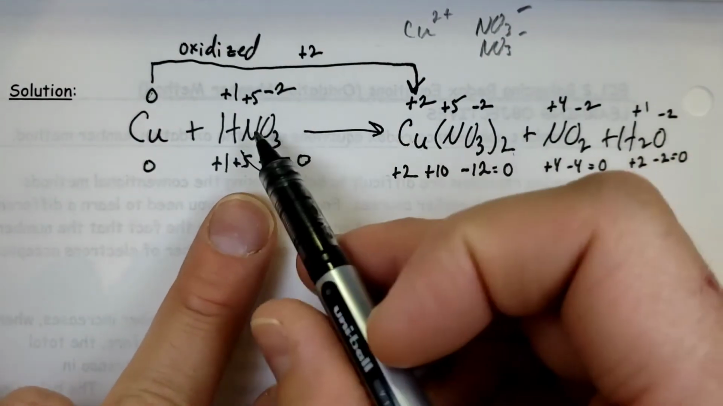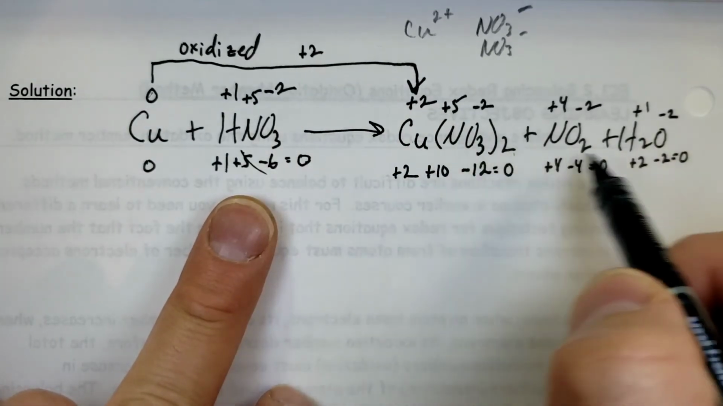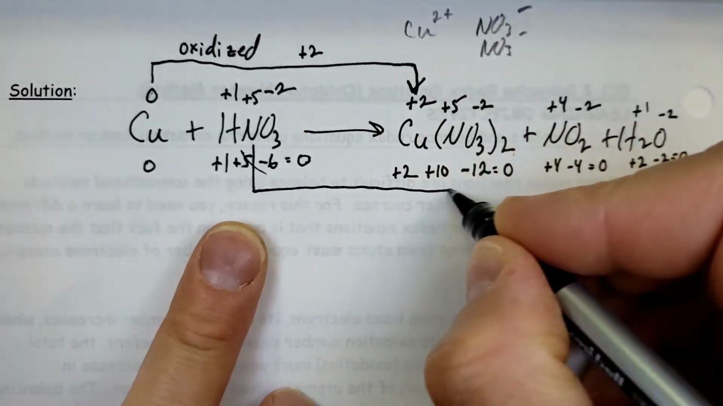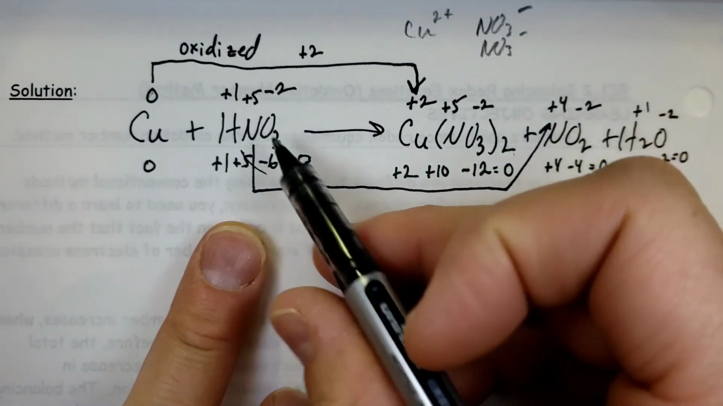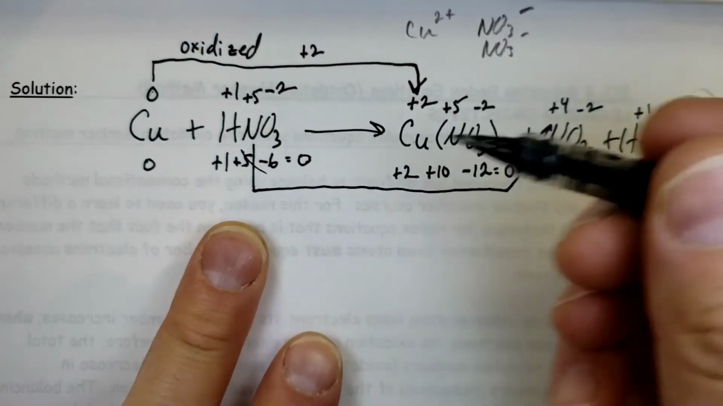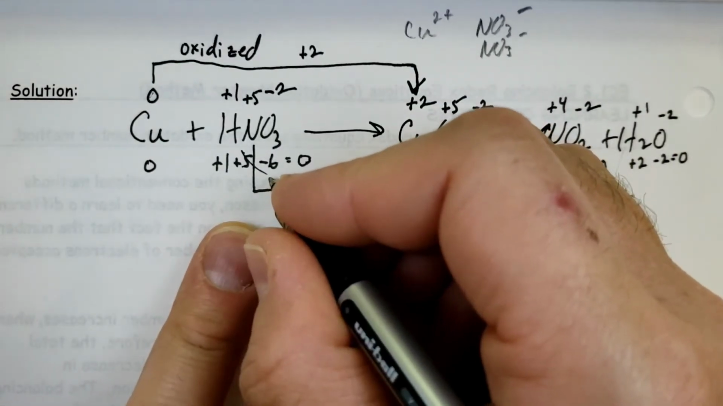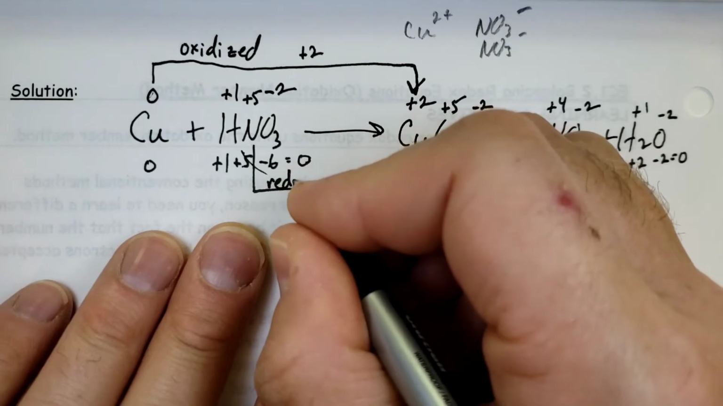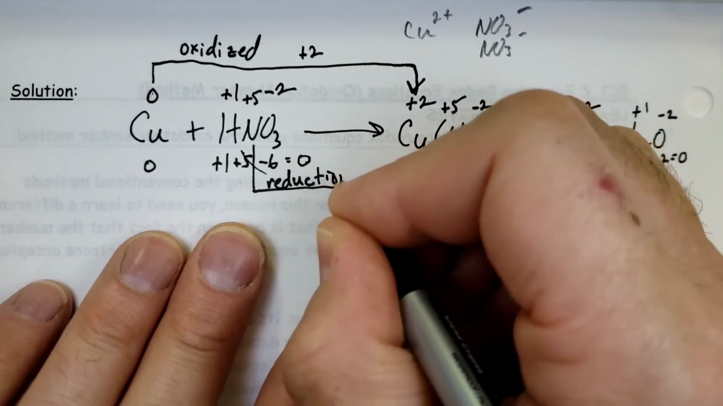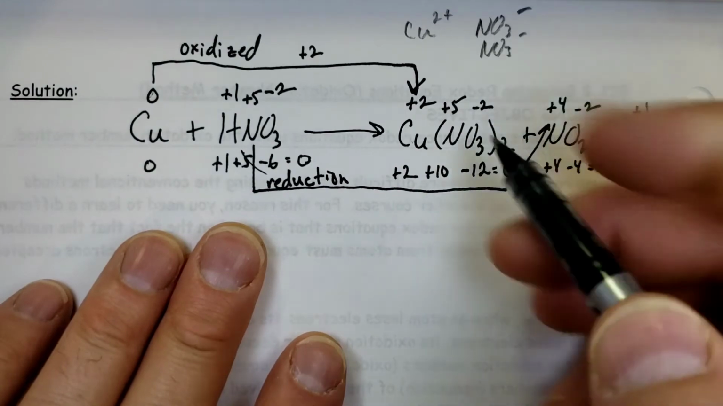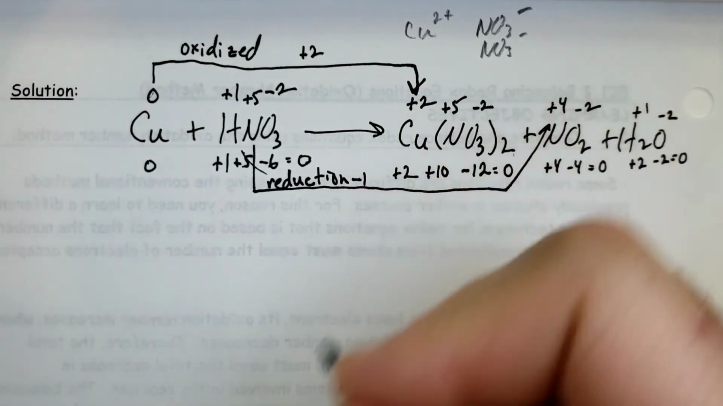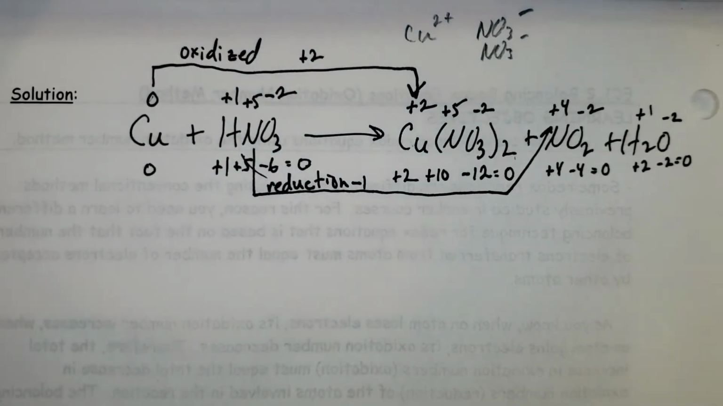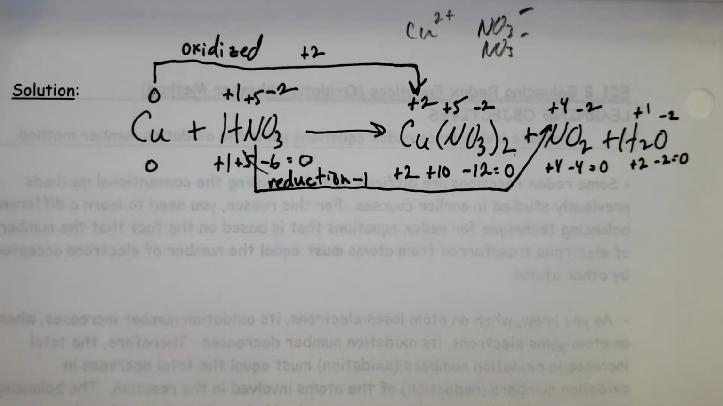Okay, let's take a look at what else is happening. This nitrogen to this nitrogen, there's no difference, right? Plus 5, plus 5. But if I look at this nitrogen to this nitrogen, I'm going from plus 5 to plus 4. That's getting more negative. So gain electrons, reduction. If I'm getting more negative, I'm gaining electrons. And going from plus 5 to plus 4, that's a net change of negative 1. All right, so negative 1.